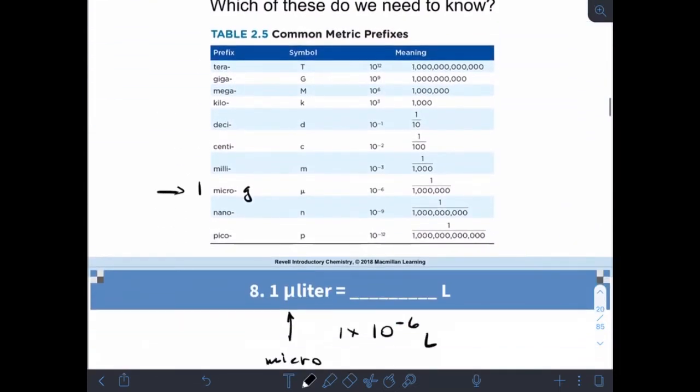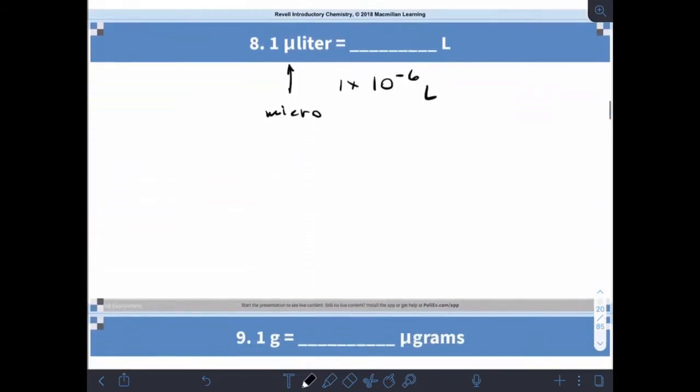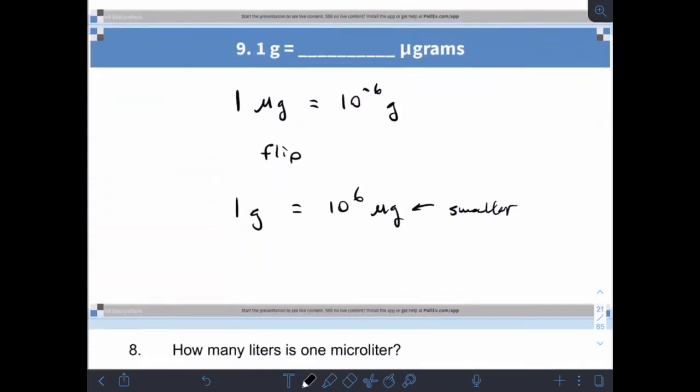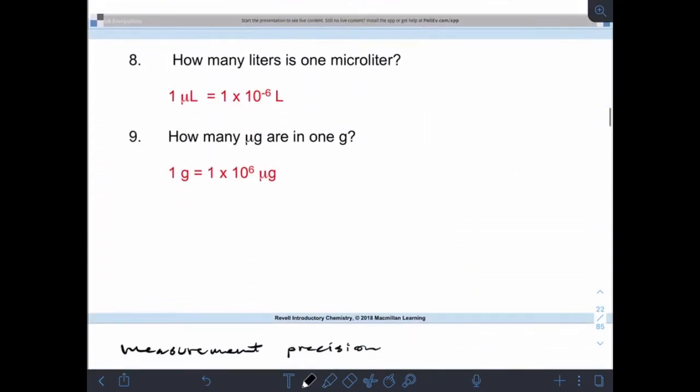So if we come back and look at it, our base unit, this is where the base unit lives. So if we go this direction, we get bigger. And if we go this direction, we get smaller. Okay, so centi, milli, micro, nano, pico, right? So when you get down to nano and pico, you're talking about like the distances between atoms. Okay, so very, very small. All right.